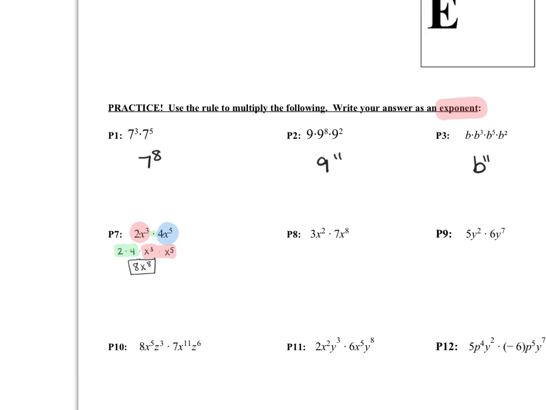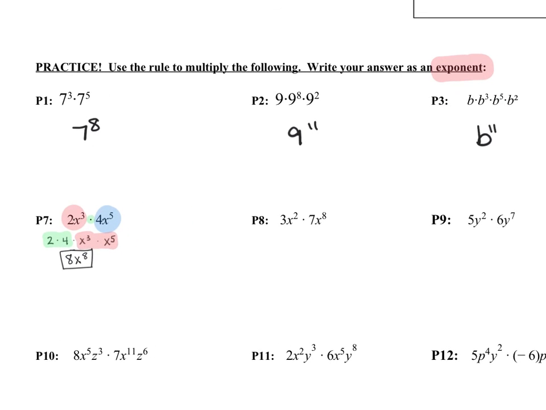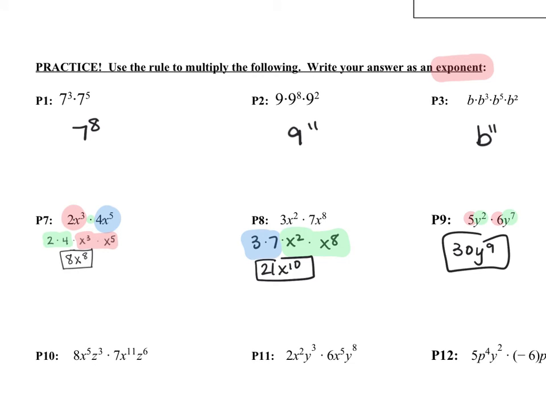Give this a try on examples 8 and 9. Pause the video, press play when you're ready to check your answers. So on example 8, I showed the rearranging. So I did 3 times 7 first to get 21, and then x to the second times x to the 8th to get x to the 10th. Since I was multiplying with the same base, the shortcut tells me I can add the exponents.